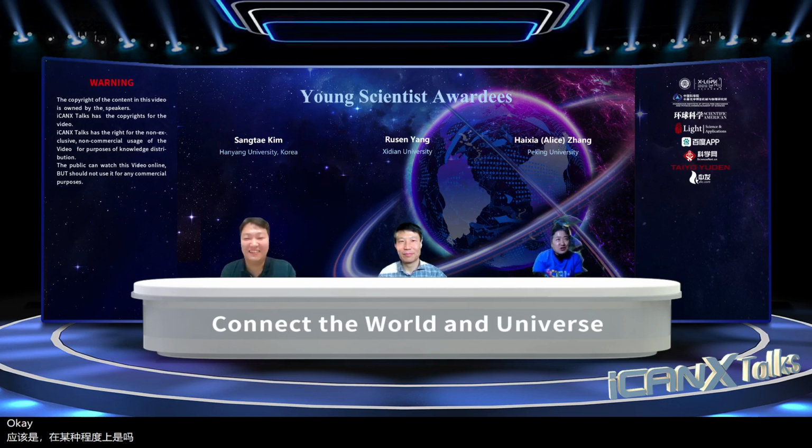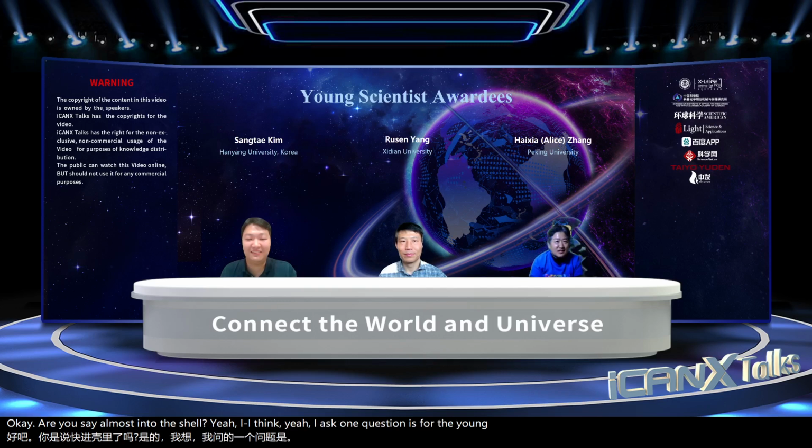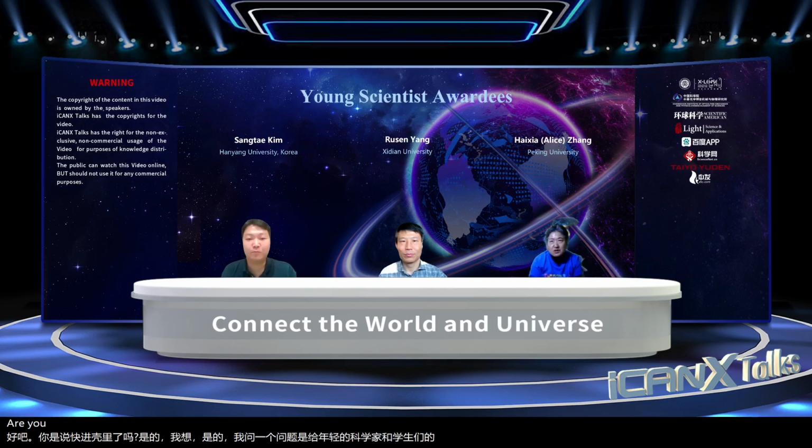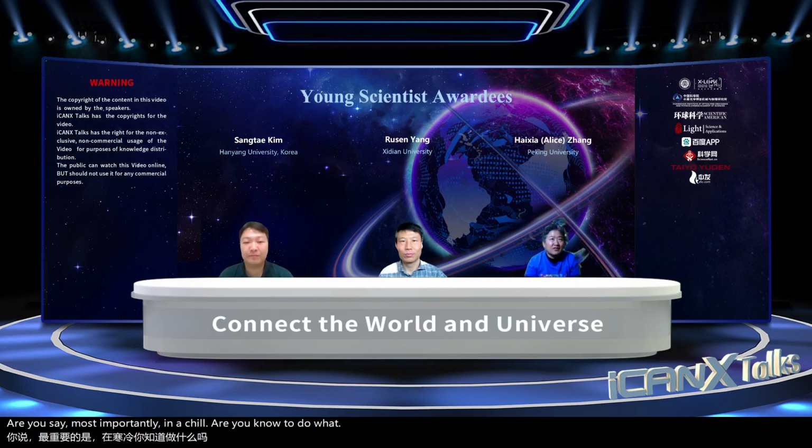Okay. Rusen, almost into the show. I have one question for the young scientists or the young students. You say the most important thing is to do what you love, right? But now a lot of people don't know what they love. So how do you find it? That's kind of a chicken and egg problem, right? For example, yourself, how did you find it?